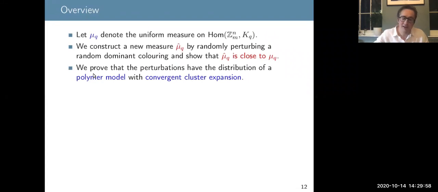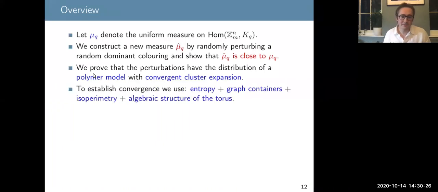So how are we going to get a handle on this perturbation? What we'll show is that these perturbations have the distribution of what's called a polymer model with convergent cluster expansion. Again, I haven't defined what these terms mean, but I will soon. But in case any of you have heard of these terms, hopefully this gives you some idea. If you can show a polymer model has convergent cluster expansion, you're really on your way to understanding this distribution very well. But proving this convergence is quite a difficult task, and that's what occupies the majority of our paper.